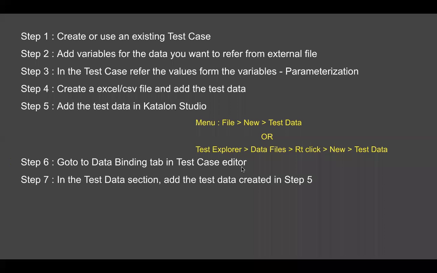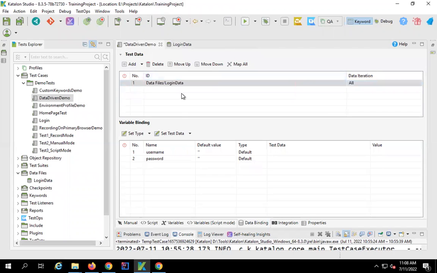And then we have done step number 7, that is we have selected the test data, and then we have to map the test data to the variables that we have in our test case. So these are the 2 variables, username and password. And now we have to map the values in our test data to these variables.